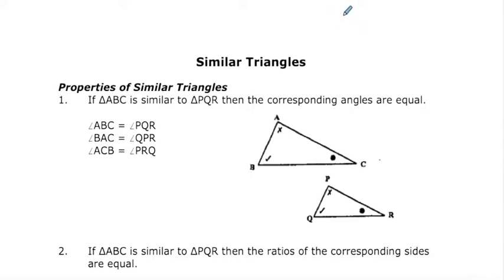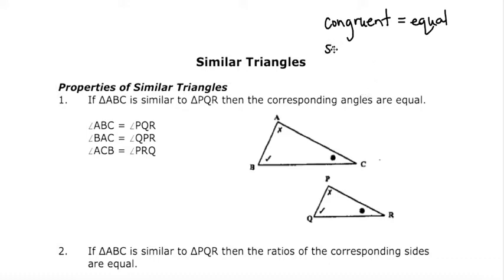Similar triangles. In this lesson, we're going to talk about the properties of similar triangles. So there's two definitions that you need to know. One is congruent, and congruent is the same as equal. So that means that it's the exact same shape.